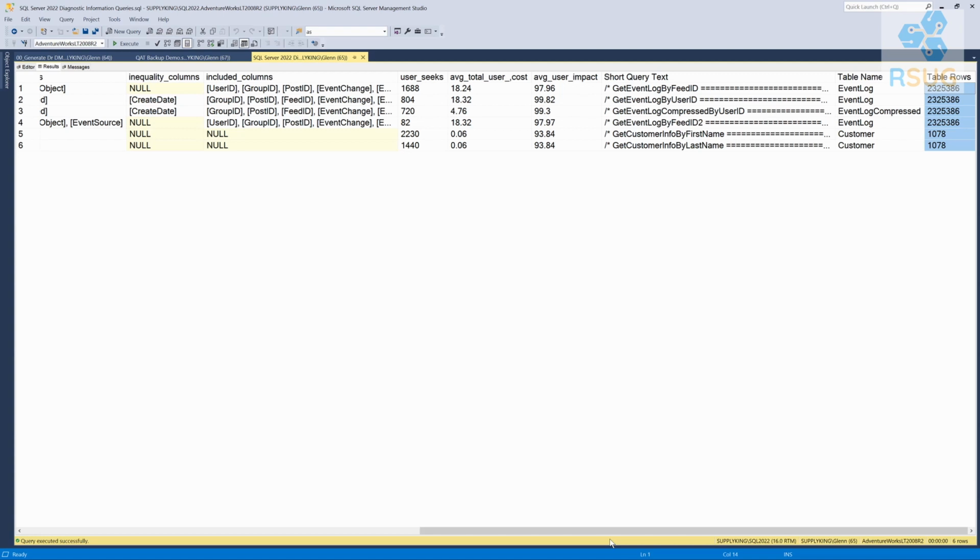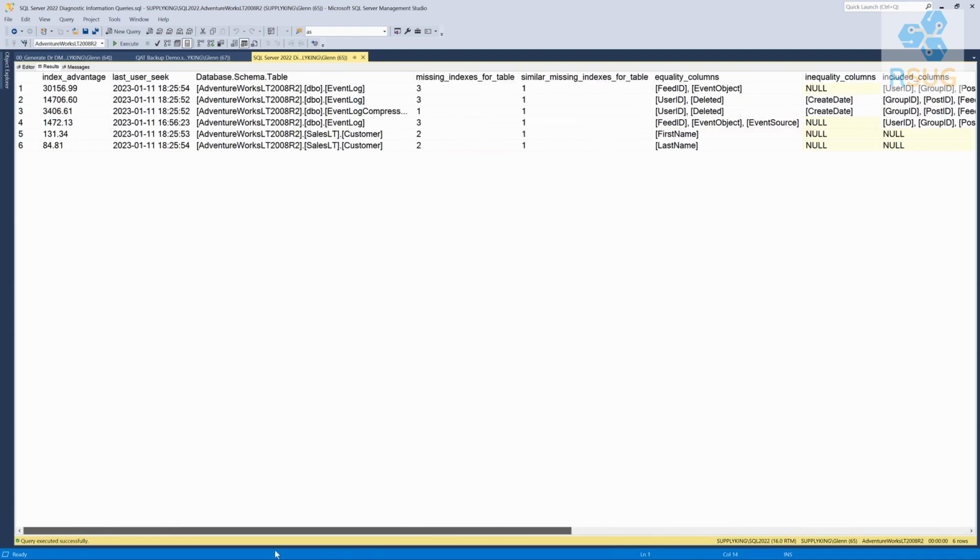So I'm really careful. If I'm going to create an index and I don't want to take an outage to do it, I want to know how many rows are in there before I do it. So that's why I do that.